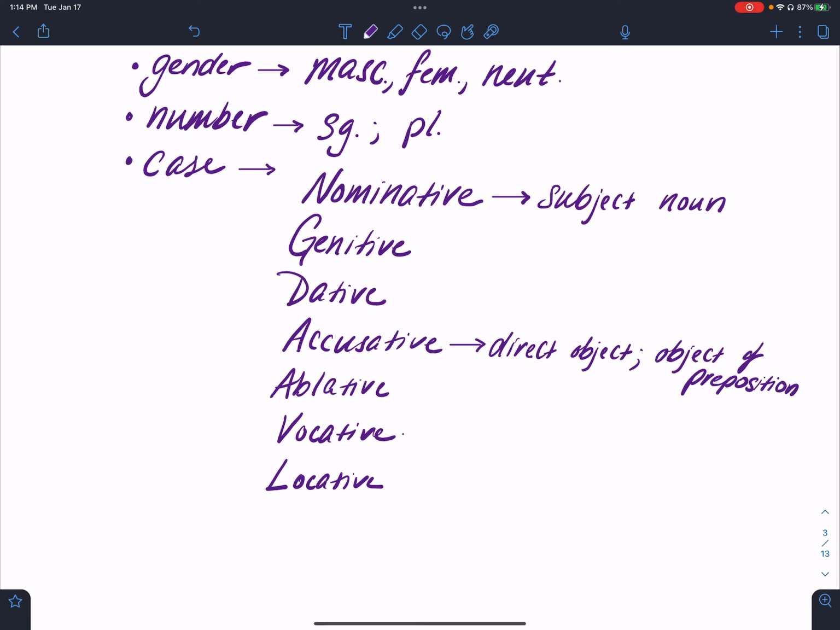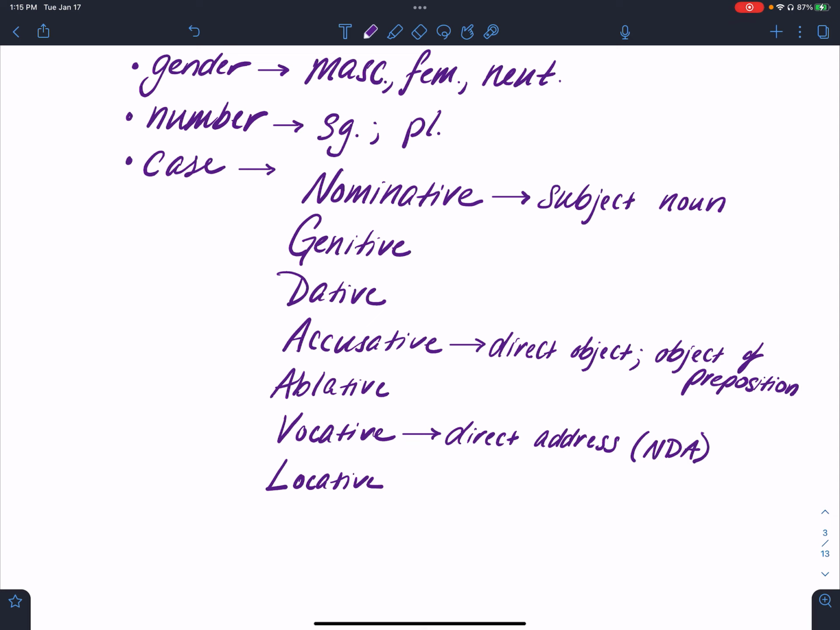Okay. Now, the case we're going to talk about today is the vocative case. The vocative case is used for direct address. Like if I were to say, Cornelius, how are you today? I am talking directly to you. So in Latin, if I were to translate that, your name would go into the vocative case. Okay, so noun of direct address.